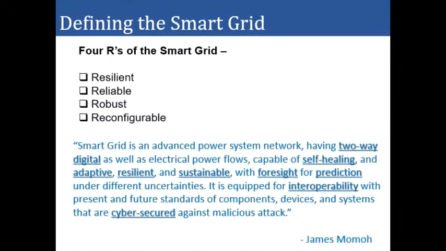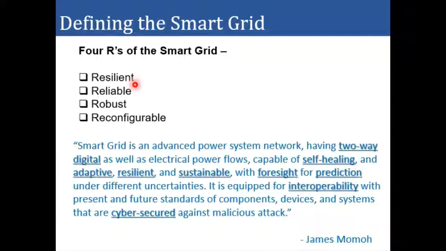So, let us see the definitions of smart grid technology which are given in literature. So, we'll start with 4 R's of smart grid, that is resilient, reliable, robust, and reconfigurable. So, if the power system network is resilient, reliable, robust, and reconfigurable, it means that it can be considered as a smart grid network. Now, what is resilient?